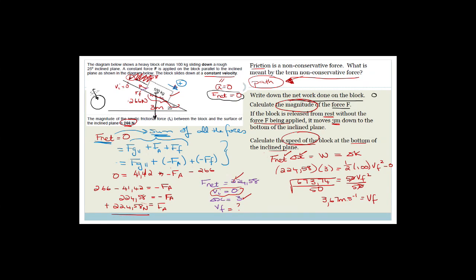So therefore, the correct answer is 3.67 meters per second. Okay, next. This question is actually a very popular question. I don't know why, but it is. They love asking this type of question in the finals. So let's go through it slowly.